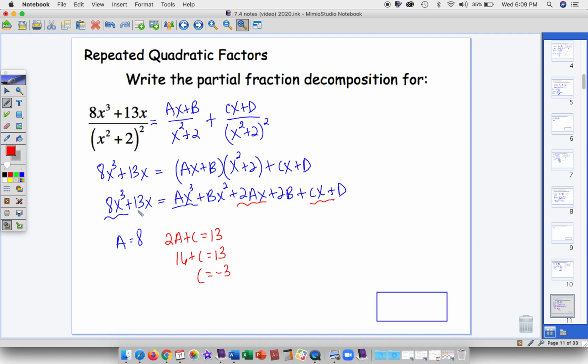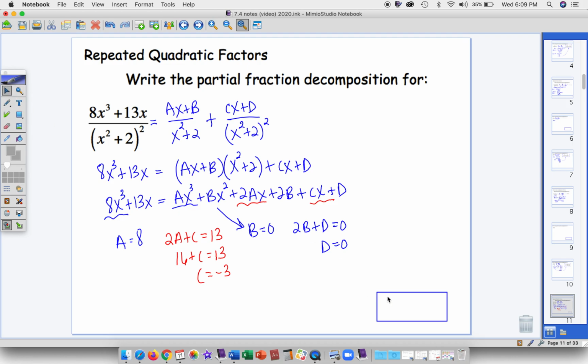Okay, I don't have an x squared term on this side, right? That means the coefficient of x squared is 0, which tells me that b is equal to 0. I don't have a constant on the left, so that tells me I have two constants here. 2b plus d is equal to 0. I already know b is 0, which means d is 0.